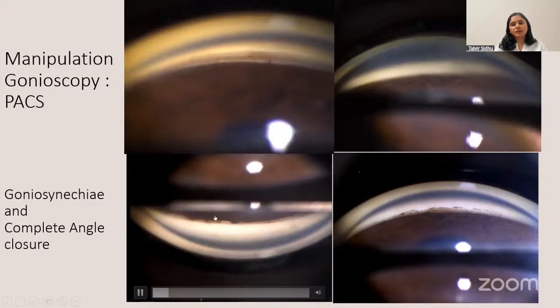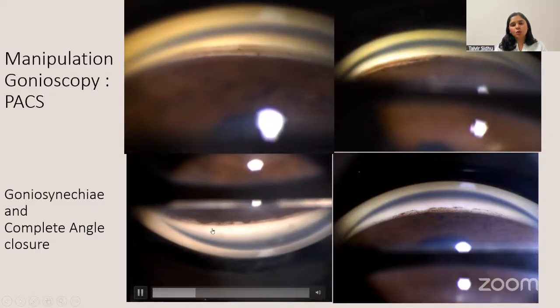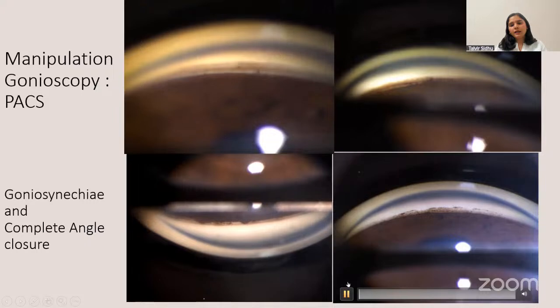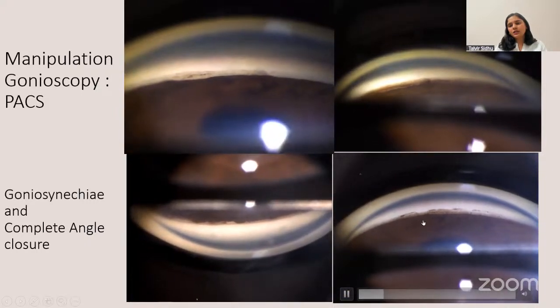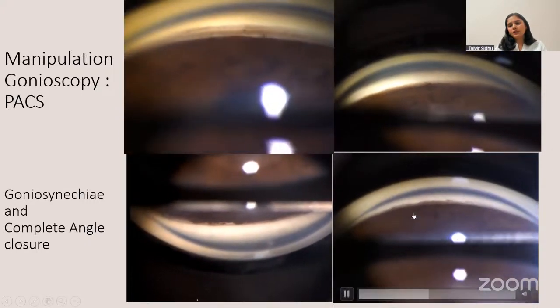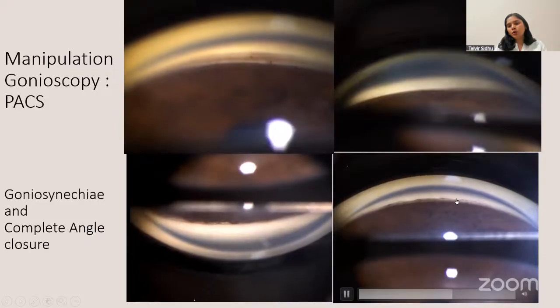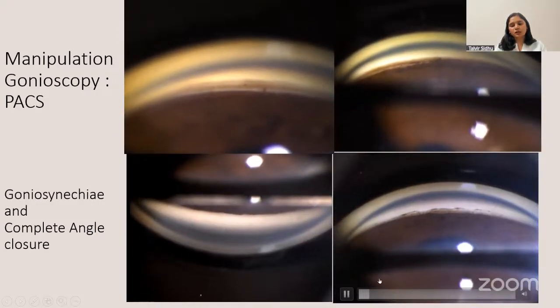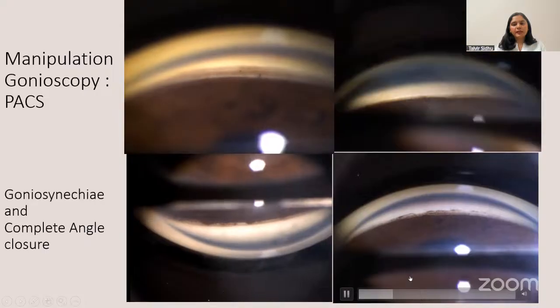Here you can see when we do manipulation, there are multiple goniosynechiae that are present, which have a hill-valley appearance. And here, when the patient is trying to look up, you will see that nothing opens up. Only the Schwalbe's line is seen. This is the picture of gonioscopy which I had put in the first case. So this is complete angle closure.